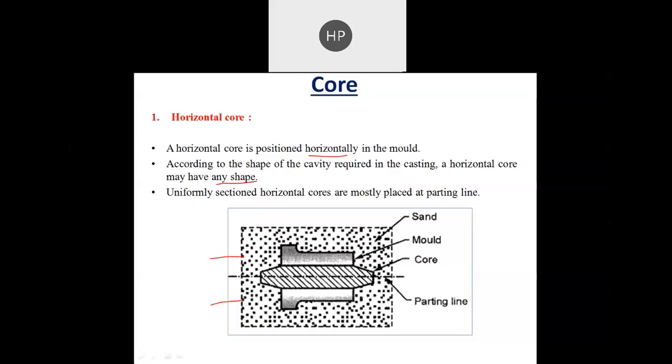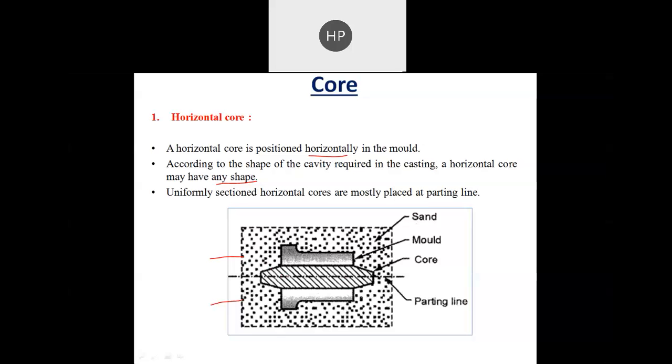It is not necessary that a symmetrical or some particular shape be generated. Any shape in the horizontal direction can be made as a horizontal core. Uniform section horizontal cores are mostly placed at the parting line. You can see here a symmetrical horizontal core placed at the parting line, and it is symmetrically put. But for an unsymmetrical part also we can use this horizontal core.